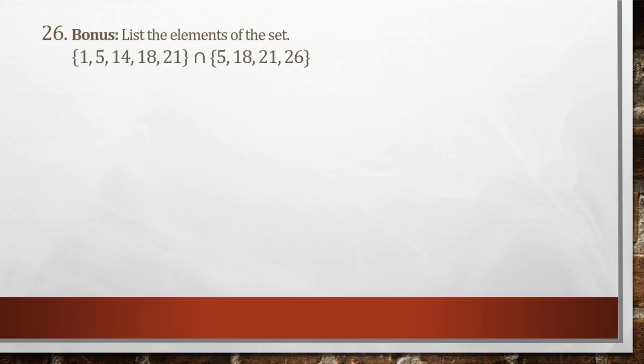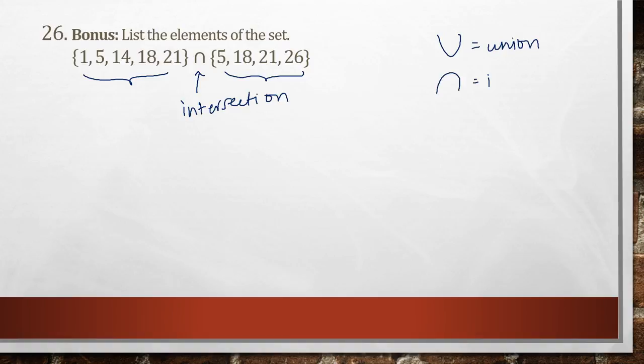Now our final question, number 26, is a bonus question. So it says, list the elements of the set. Alright, so this right here is an intersection. Now what that means is that we want to find elements that are contained in both sets. So we also have something called a union. And when you see that, that just means that you just take everything. But in this case, we have the upside down U, the intersection, and that's the things that are in common.